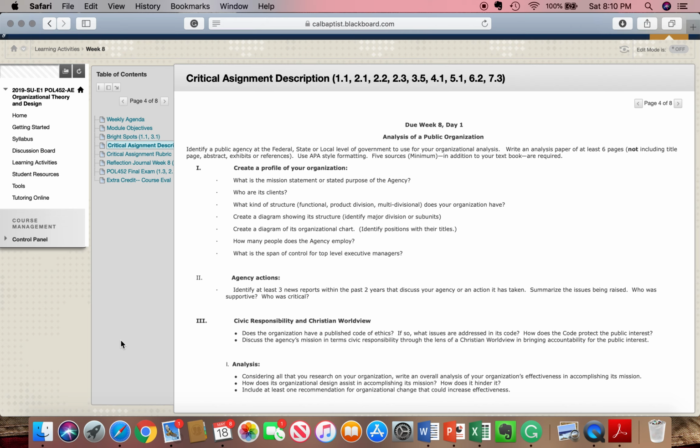If you have an organization that struggles in many aspects, that would be a great one to apply the concepts to. And oftentimes, when we start looking at things conceptually, we see that our organizations typically do have some holes and some problems that we can recommend some changes for in the final.